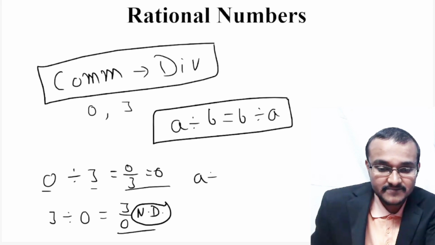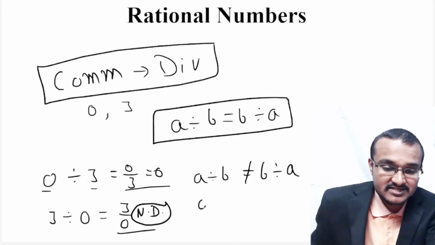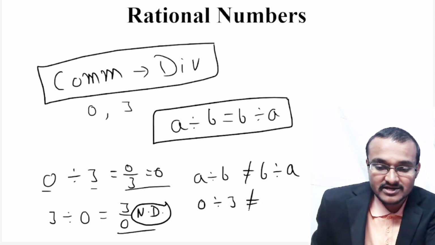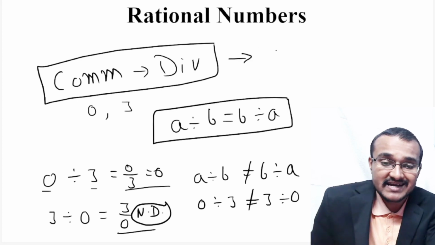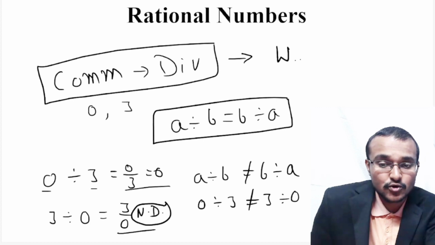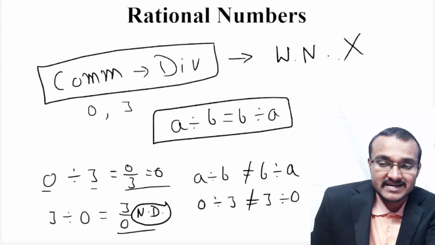So here a divided by b is not equal to b divided by a, because 0 divided by 3 is not equal to 3 divided by 0. Hence, commutative property under division for these whole numbers is not satisfied.